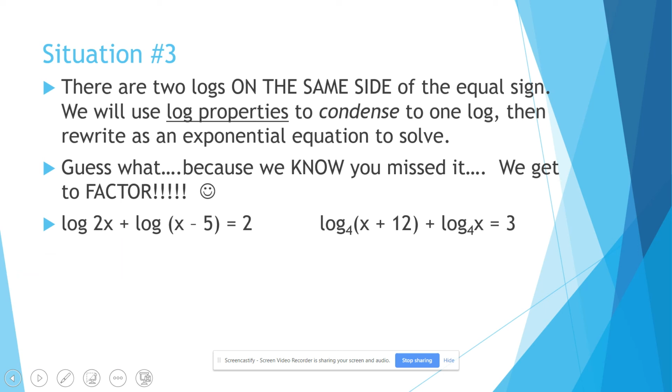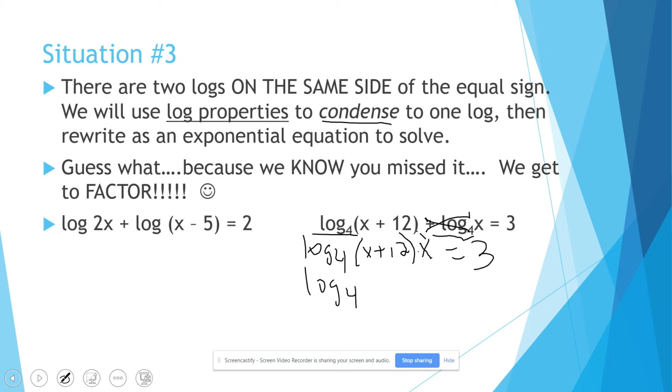Our second example. Again, we have log base 4 plus log base 4. They're on the same side, so we need to condense them together to 1. This adding started as multiplication. So we have log base 4 of x plus 12 times x is equal to 3. I'm going to distribute the x, giving x squared plus 12x.